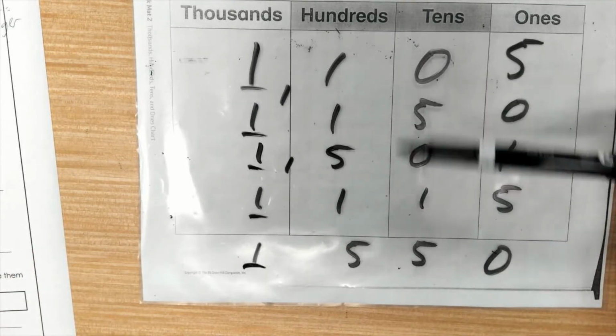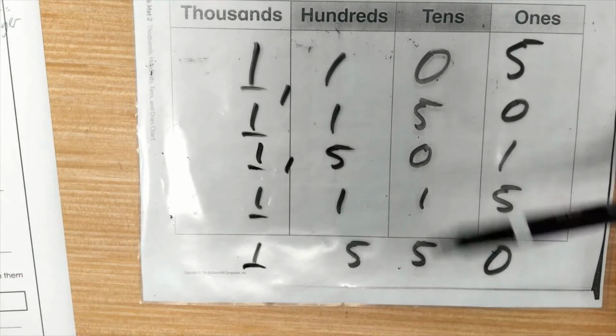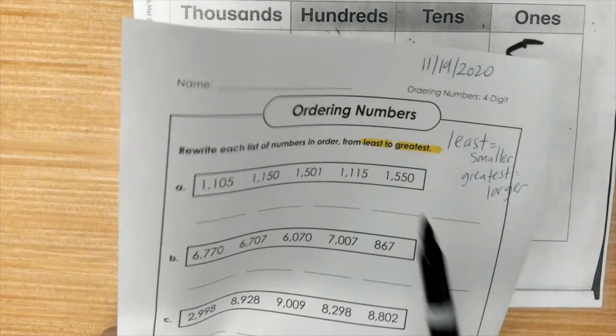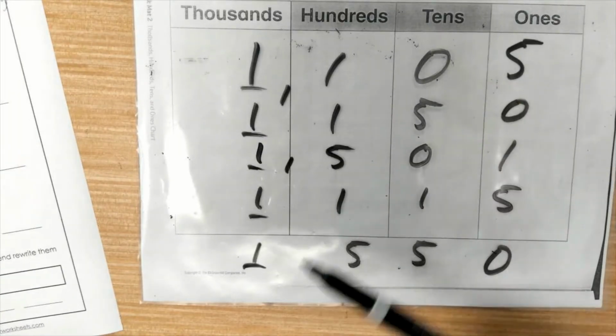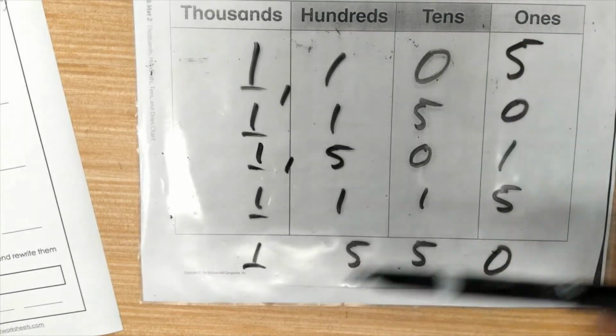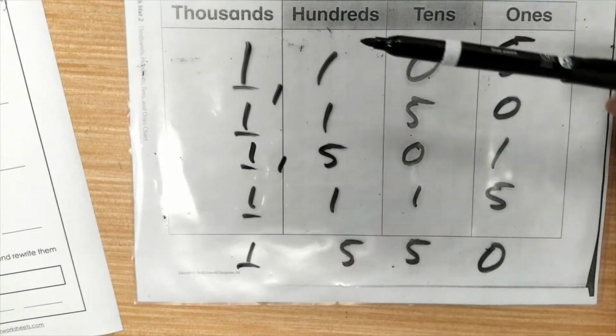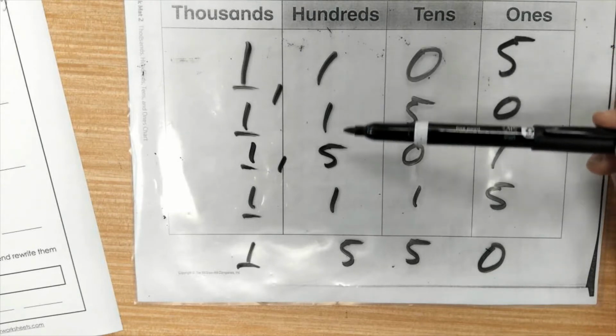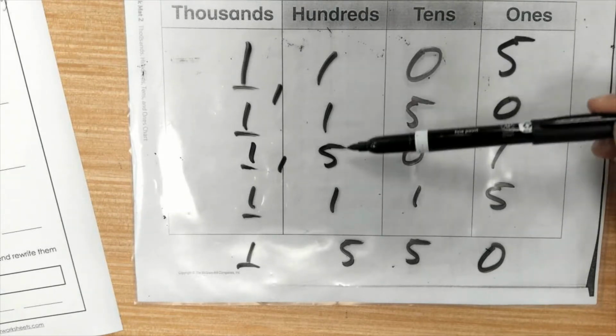Now here's where I'm going to look for the greater number, or the least number, I'm sorry. It says from least to greatest. So which is the smallest one? Well, they all have a 1 in the thousands place, so they're all 1,000. So now I look at the hundreds. I've got to look at which is the least or the smallest. So 1 is smaller than 5 and 5.